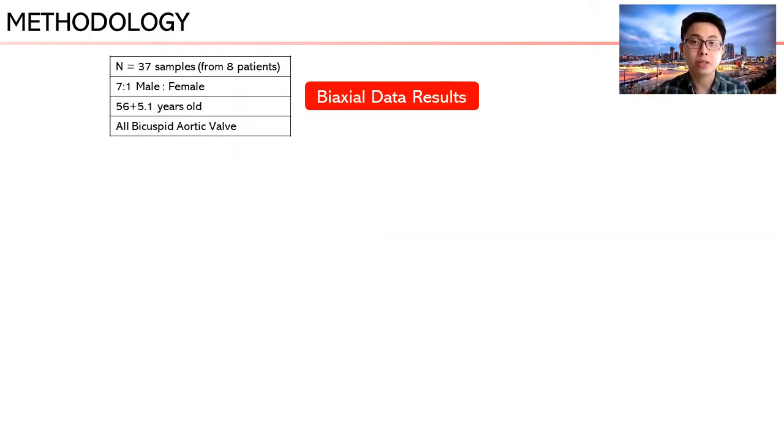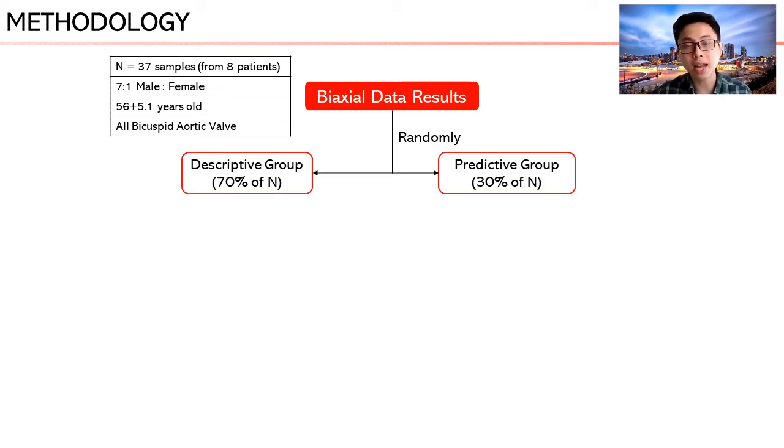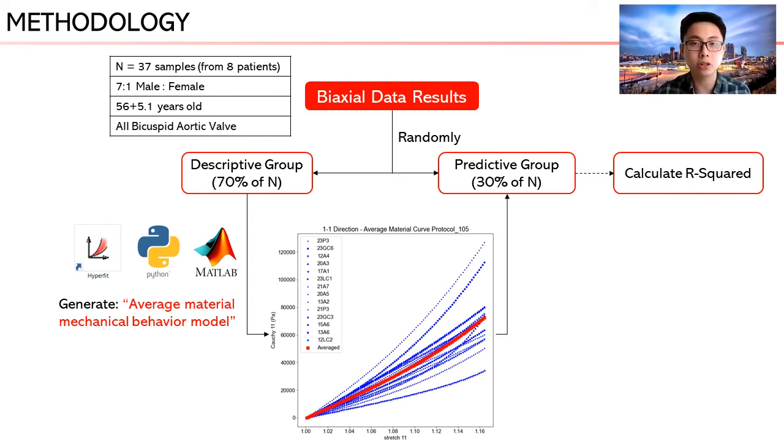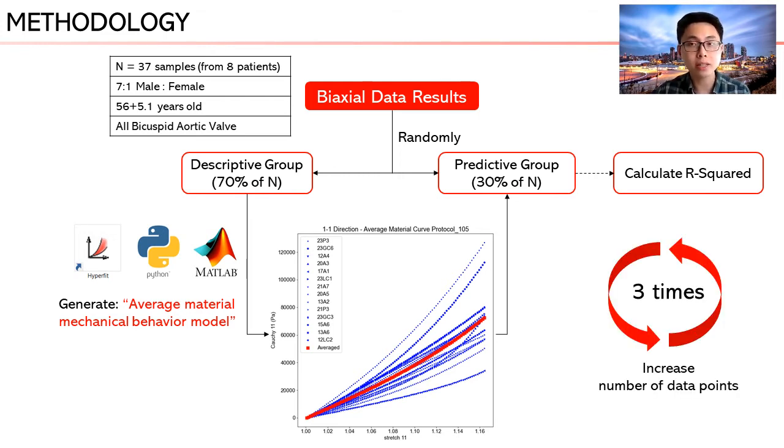Methodology. Biaxial data results with clinical data are split into two groups: the descriptive group, which is 70% of the total number of samples, and the predictive group, which is the other 30%. The descriptive group data, with the support of several software such as HyperFit, Python, and MATLAB, are used to generate the average material mechanical behavior model, and this model is then applied back to the predictive group to see how well it can fit the data. The metric measured here for comparison is the R-square, and the process is repeated 3 times to increase the number of data points and overcome limitations of the number of samples.